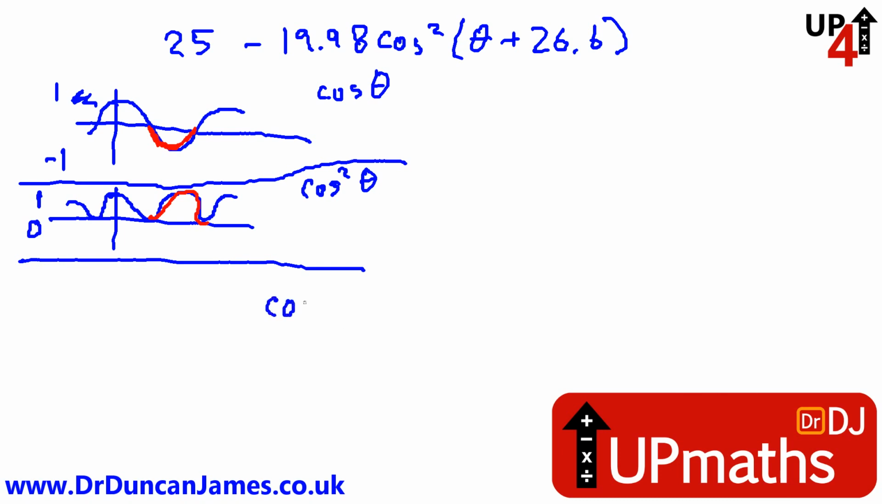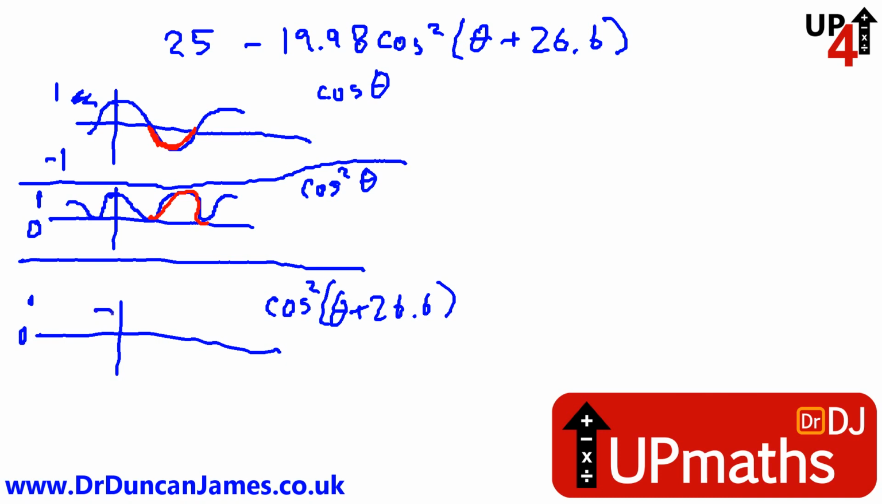What if it was cos squared of theta plus 26.6? Arguably I should have done the transformation first, but we get away with it in this case, because all it's doing is shifting the whole thing from one side to the next. So it still has a 1 and a 0. It's just shifted slightly that way. This is a terrible drawing, but let's not worry about it too much. I think you're probably aware, if you're doing C3, it's plus 26.6, it's moved 26.6 to the left.